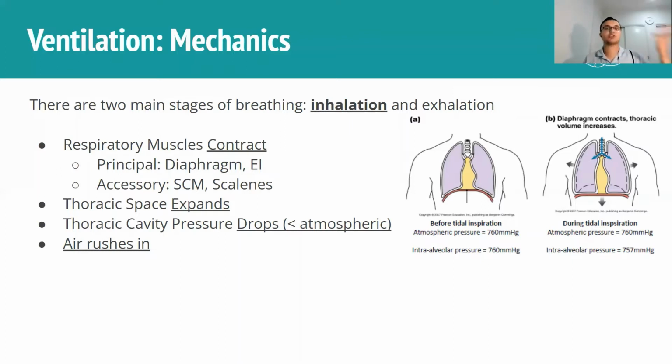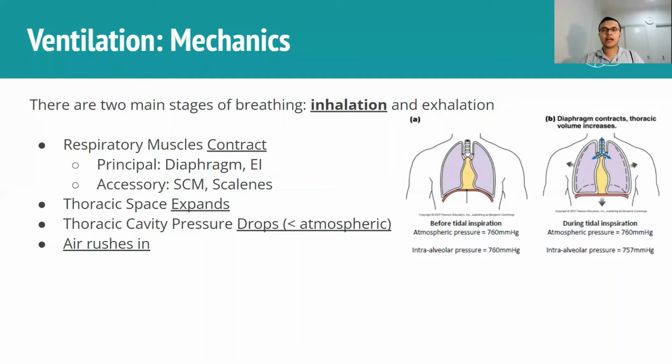So your air is going to rush in as a result. So you can see your respiratory muscles contracting directly leads to air rushing into your lungs. So just have a look at these steps and see if you can figure out how they work and why they work. And then once you do that, we can move on to exhalation as well.